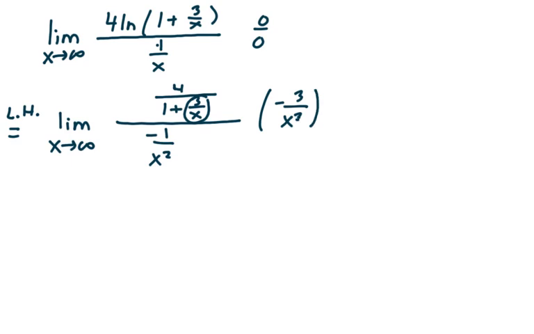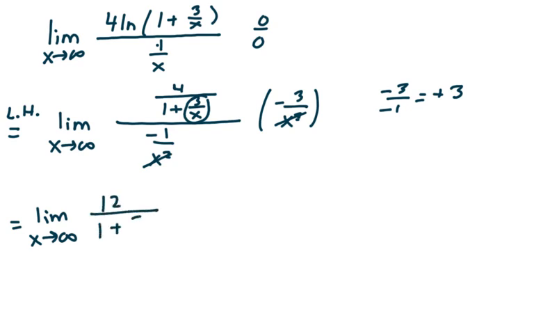Okay? Now, the x squareds are going to cancel. And remember, negative 3 over negative 1 is just positive 3. And so this is the limit as x goes to infinity of 12 over 1 plus 3 over x, which is equal to 12, because as x goes large, the term in the denominator goes to 0. Now, what does that mean?